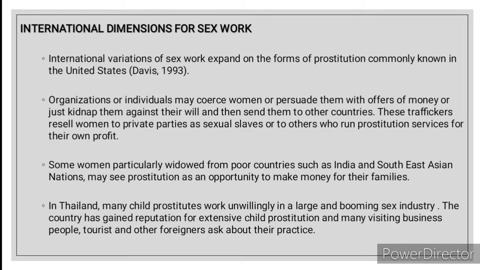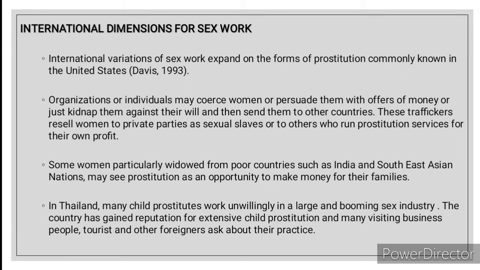International dimensions of sex work. International variations of sex work expand on the forms of prostitution commonly known in the United States. Organizations or individuals may coerce women, persuade them with offers of money, or just kidnap them against their will and then send them to other countries. These traffickers resell women to private parties as sexual slaves or to others who run prostitution services for their own profit. Some women, particularly widows from poor countries such as India and Southeast Asian nations, may see prostitution as an opportunity to make money for their families.